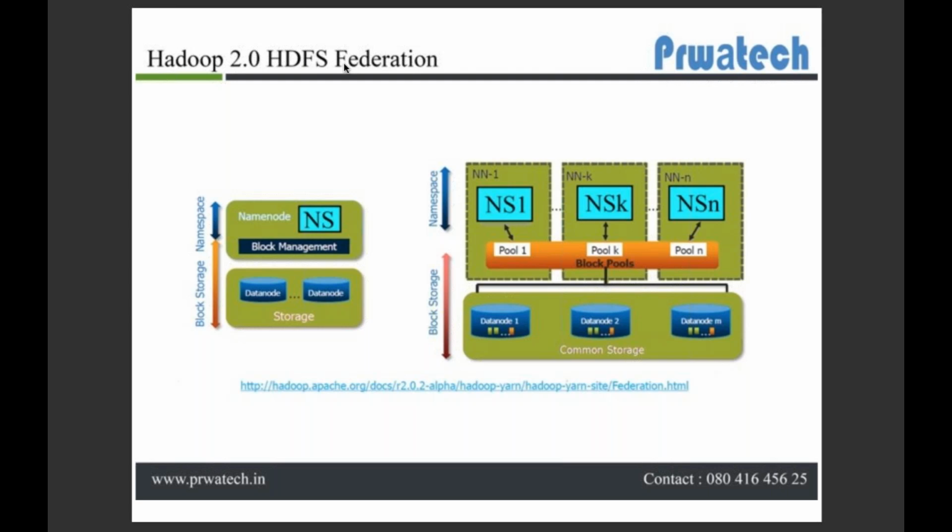Hadoop 2.0 HDFS Federation. So see, this is the one name node, and two is the data node. In 2.x, what we have? Multiple name nodes, and we have two name nodes, guys. And we have multiple data nodes.